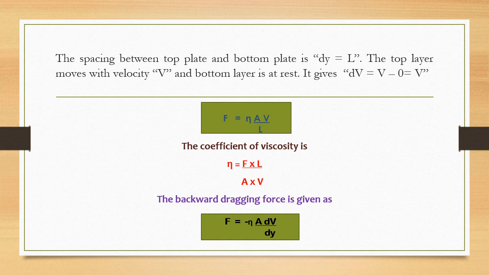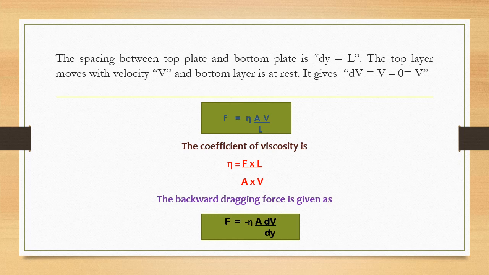Here F is equal to eta into A v over L. We have changed the values for dv, that is, replacing dv by v and dy by L. The coefficient of viscosity will now be eta is equal to F into L divided by A into v.